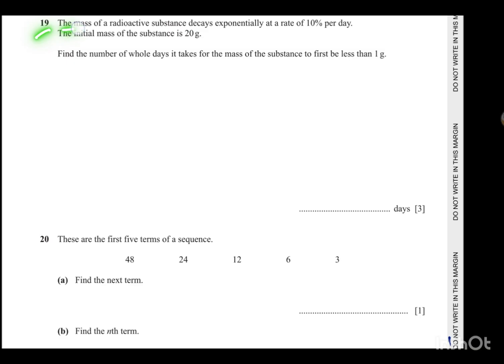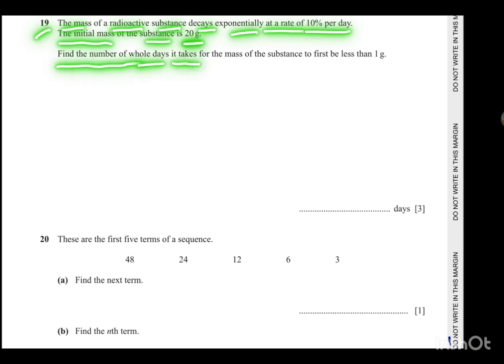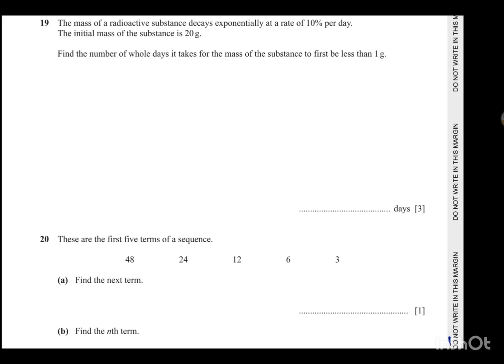Question 19. The mass of a radioactive substance decays exponentially at a rate of 10% per day. The initial mass of the substance is 20 grams. Find the number of whole days it takes for the mass of the substance to first be less than 1 gram. Now this is the decaying question, which is exponentially decaying. The initial weight is 20 grams. The rate per day is 10%. We need to find the number of whole days where the weight becomes less than 1 gram.